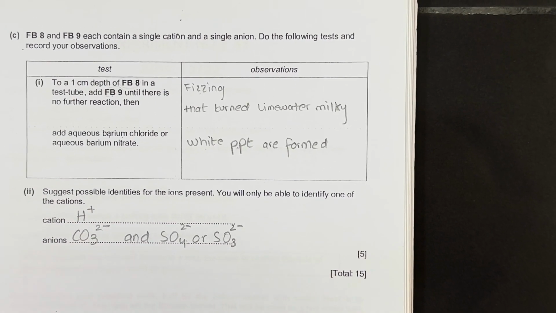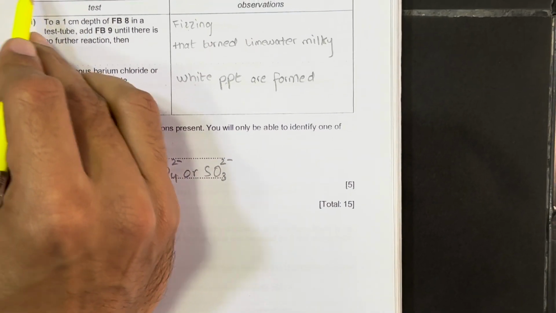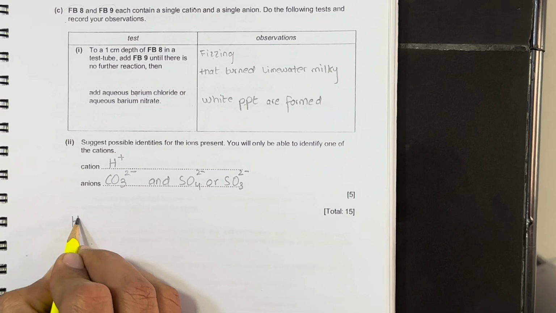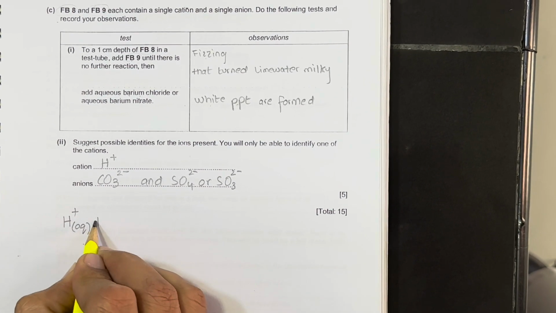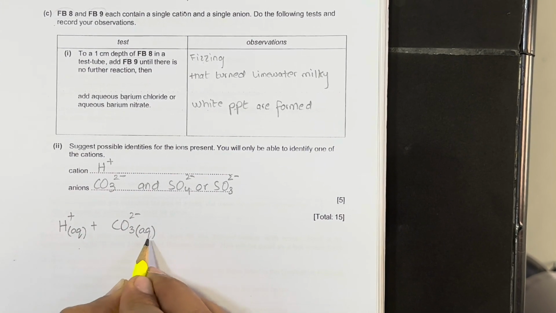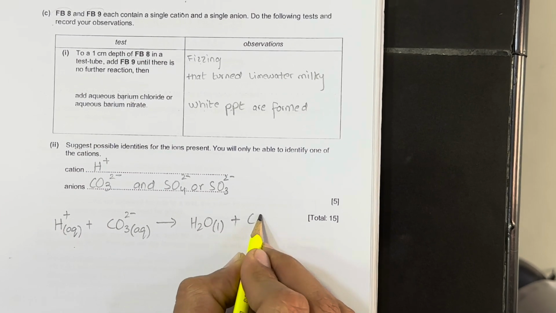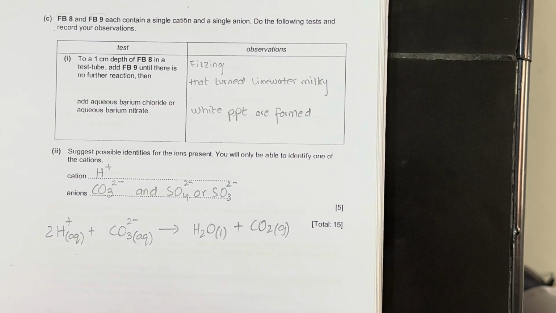Now let us also write the ionic equation. Once FB8 has reacted with FB9, in which one of them contains acid, we will say H+ of one reagent has reacted with the carbonate of the other reagent, and this gives you water and carbon dioxide. So we have observed carbon dioxide in this way. In order to balance this equation, we will put the coefficients here.